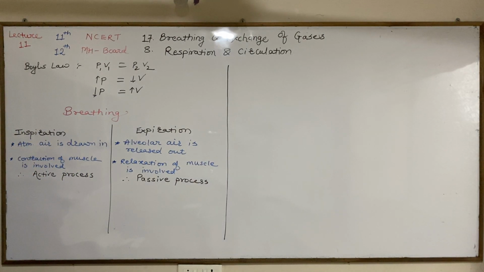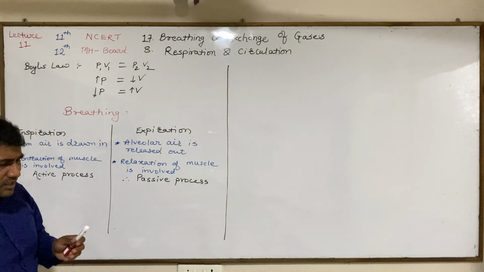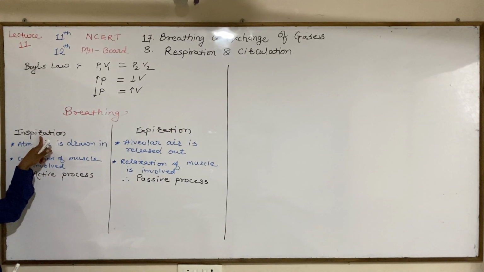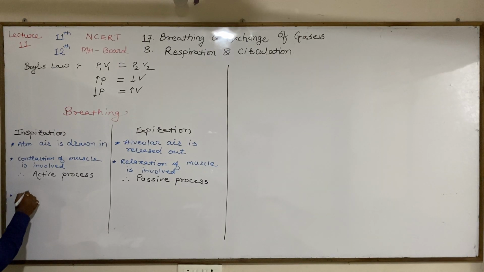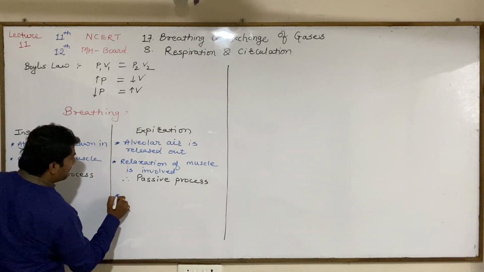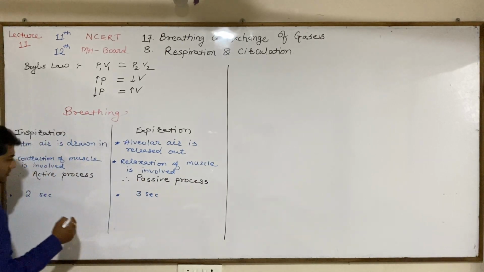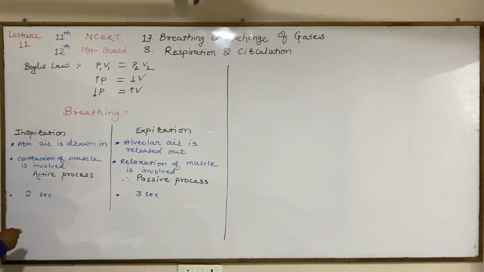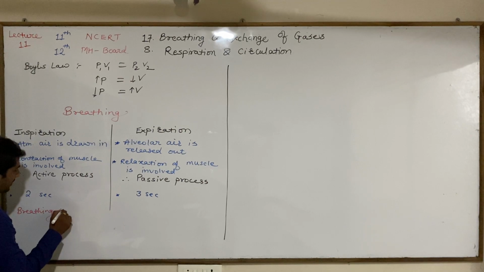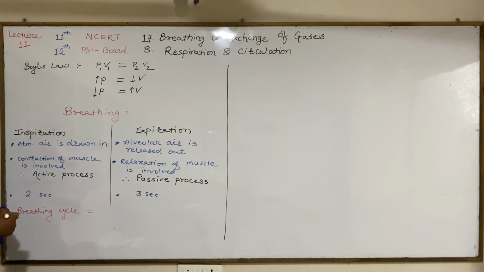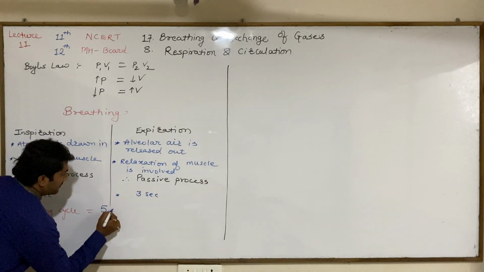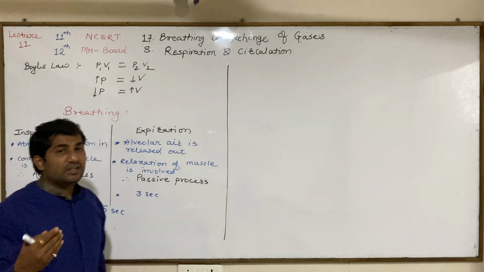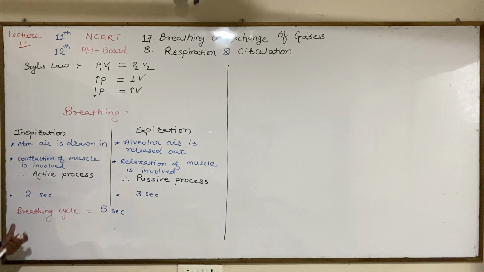What are the processes that occur during inspiration? It is actually a breathing cycle. One inspiration and one expiration comprise a breathing cycle. Inspiration requires 2 seconds and expiration requires 3 seconds, so the complete breathing cycle consists of 5 seconds. So in 1 minute, 12 breathing cycles, 12 respiratory cycles, occur.